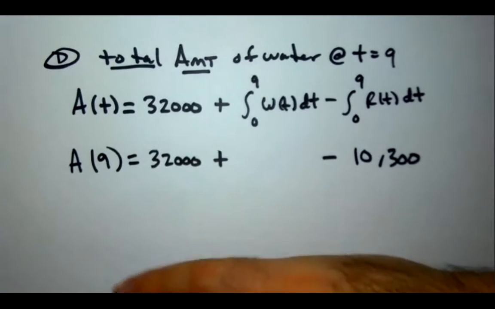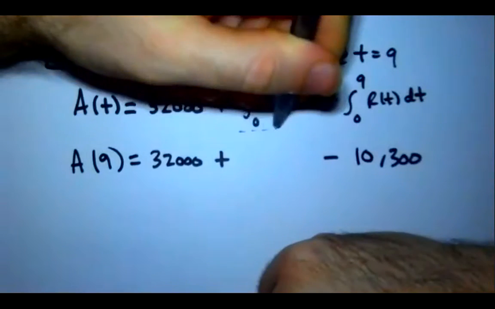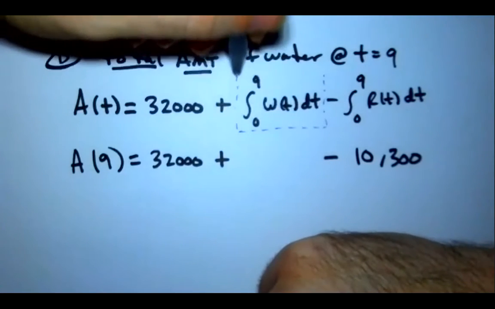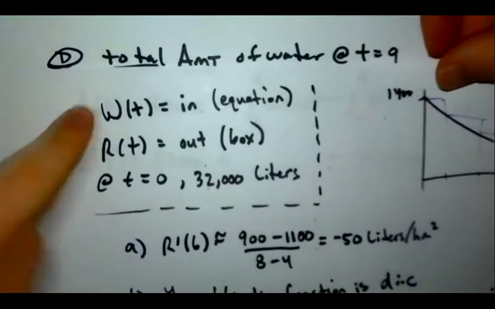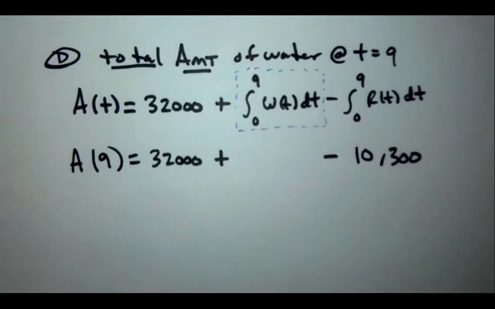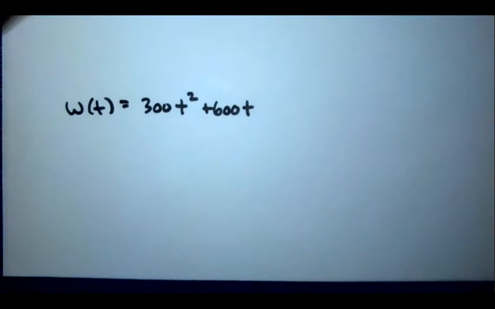So what I need to figure out is, what's up with this integral from 0 to 9 of W of t dt? Well, what do we know about W of t? Again, that's why I write this stuff down to begin with. It's the water in. We've got an equation for that. So I'm going to go way off to the side, and they tell me that W of t is equal to 300 t squared plus 600 t. Okay.